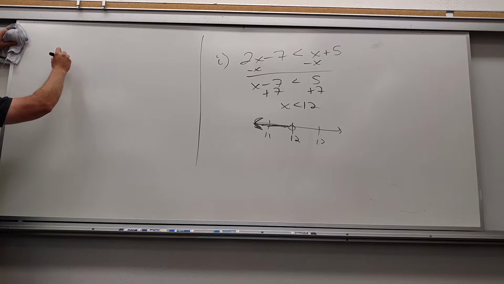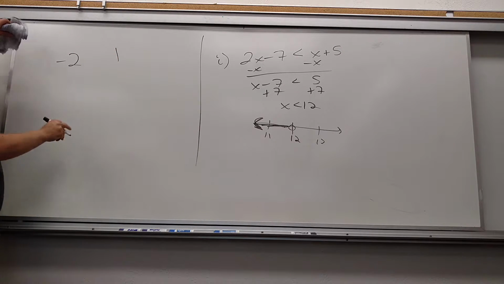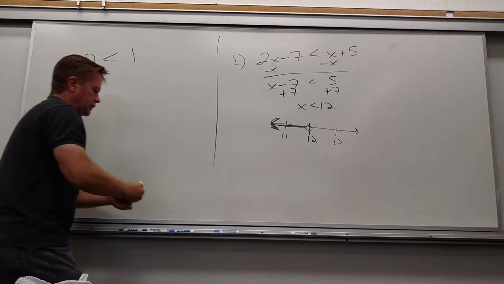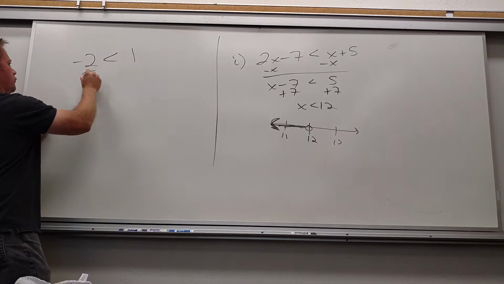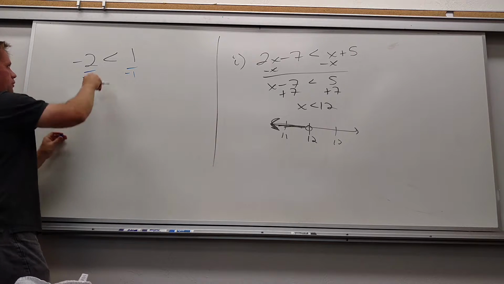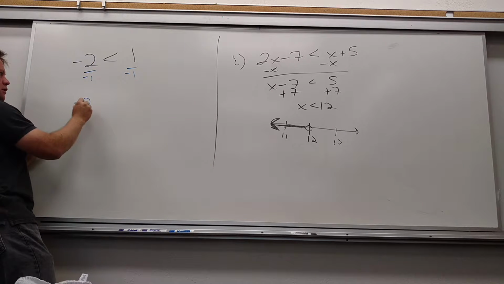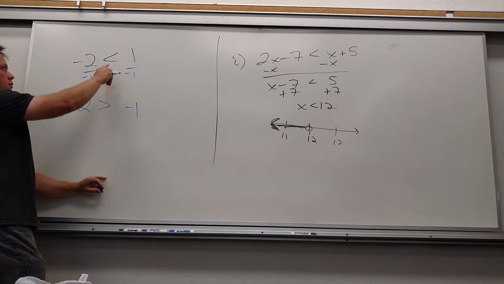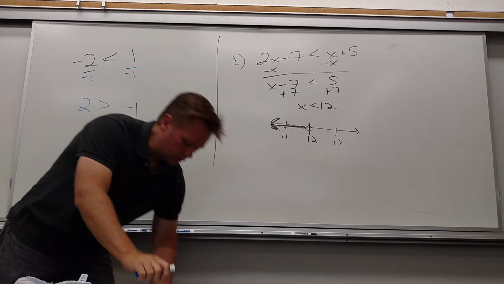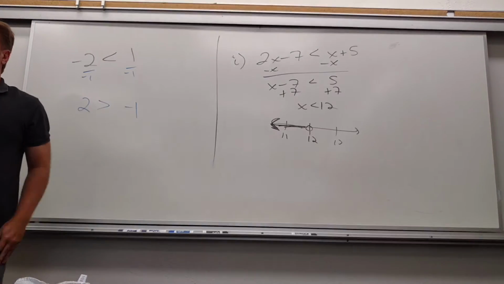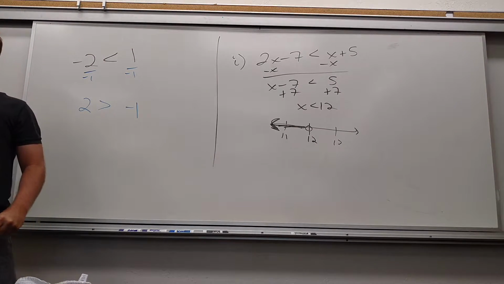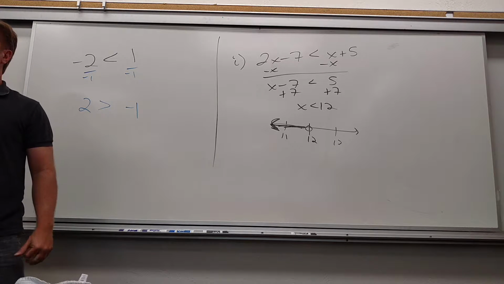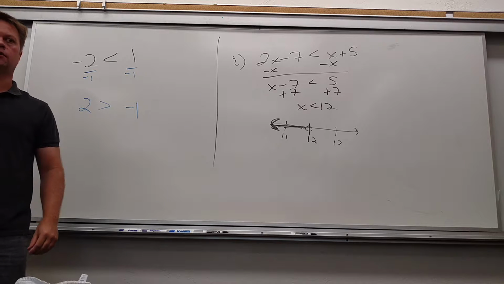Well, let's see. Which one of these is bigger? If I then divided both of those by -1, what does this become? Positive 2. What does that become? Which one's bigger? What happened? The sign changed. And what is a variable? It's just a number that I don't know yet. So it has to act just like any other number would.